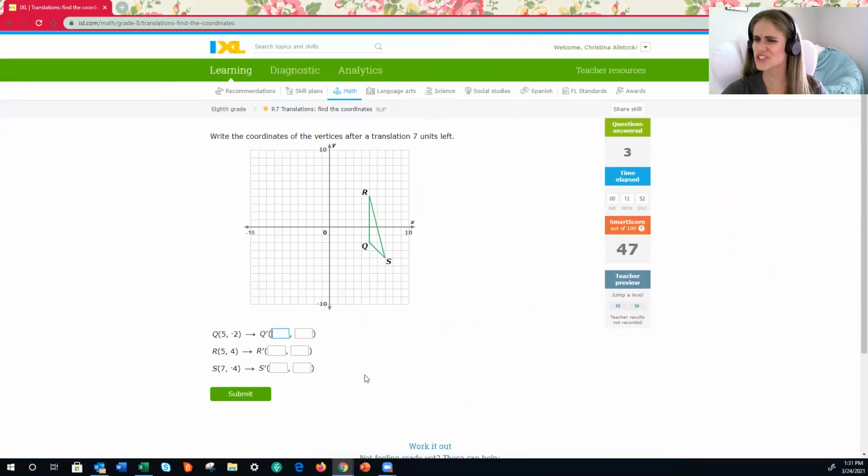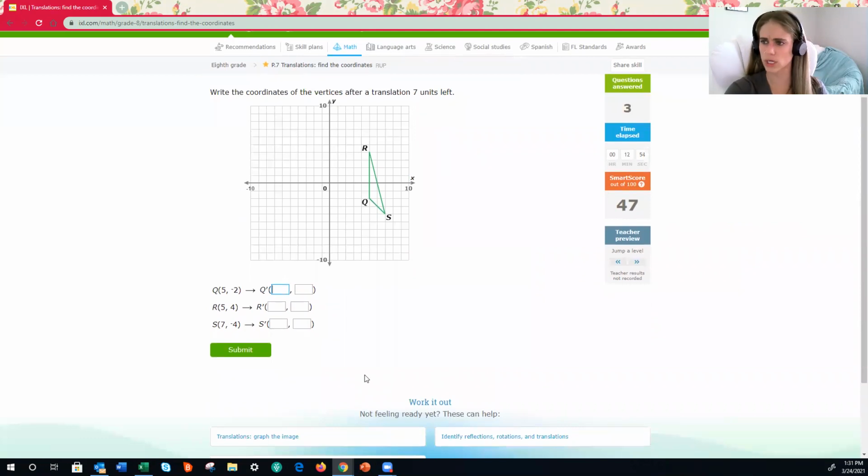All right, let's go ahead and just do one more, because even though that one had several examples, let's just do one more for good measure. Write the coordinates of the vertices after a translation, 7 units left. All right, this is left again. Well, let's make a little cheat sheet here to help you guys out if you need it.